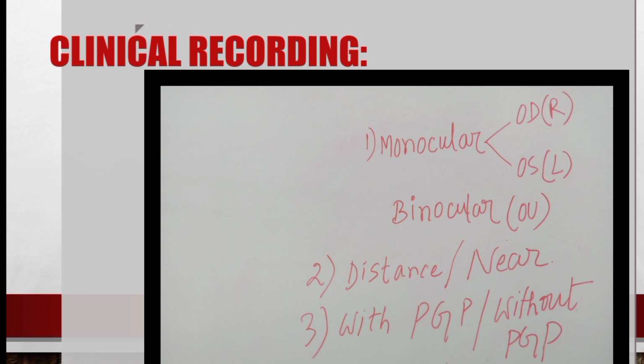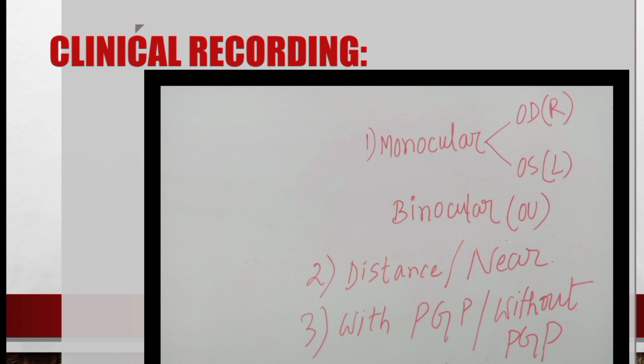So OD in the clinical recordings indicates the right eye, OS indicates the left eye, and OU indicates both eyes open. And number two is distance and near. We need to measure the visual acuity of a patient for distance vision, either by the Snellen's chart or LogMAR chart, and also for near vision, either by Jaeger's chart or any other near vision chart. And number three is with PGP and without PGP.